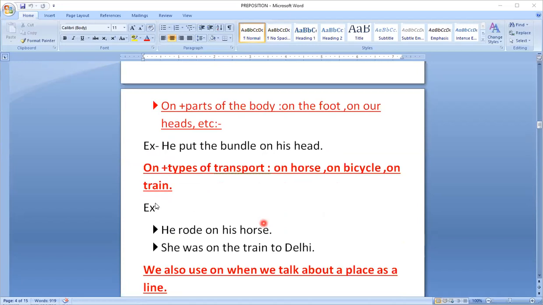So now next one is here on. Here is another use of the preposition on, on plus type of transport.